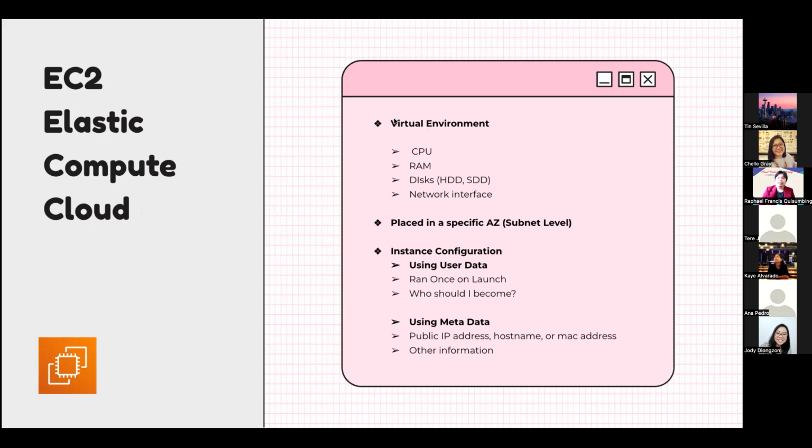So again, you launch this in a virtual environment, our VPC. It has a CPU, it has a RAM, it needs a disk, whether it be a solid state drive or a magnetic one, the spinning kind. And of course, a network interface, an ENI. Its first ENI cannot be detached, of course. You place this in an AZ, meaning on a subnet level. You have to deploy this in an AZ, so that it knows what private IP address it has.